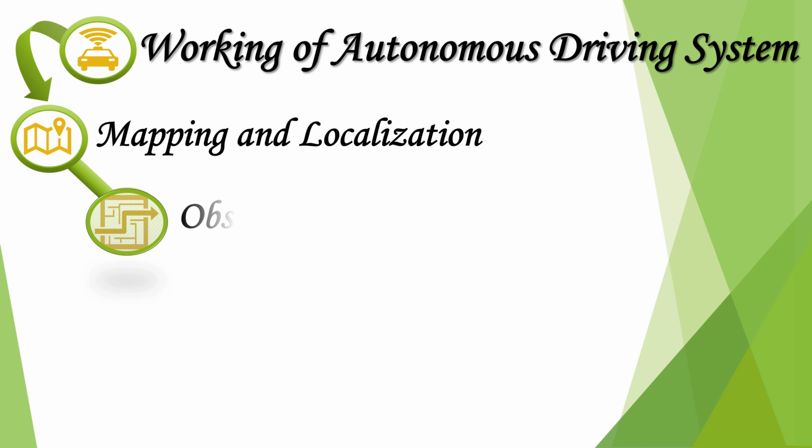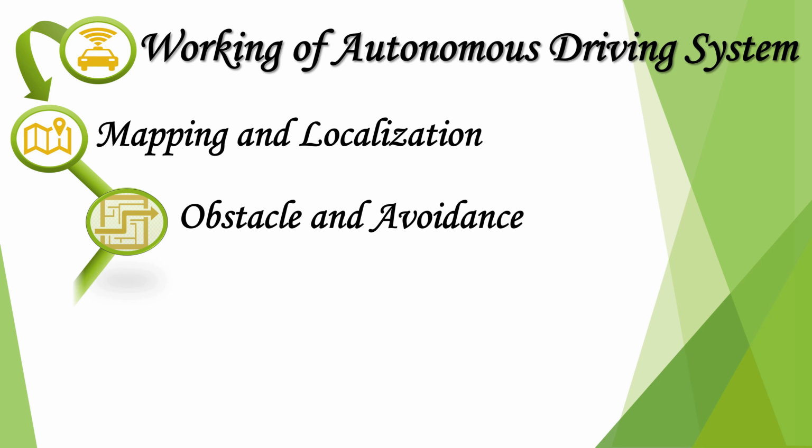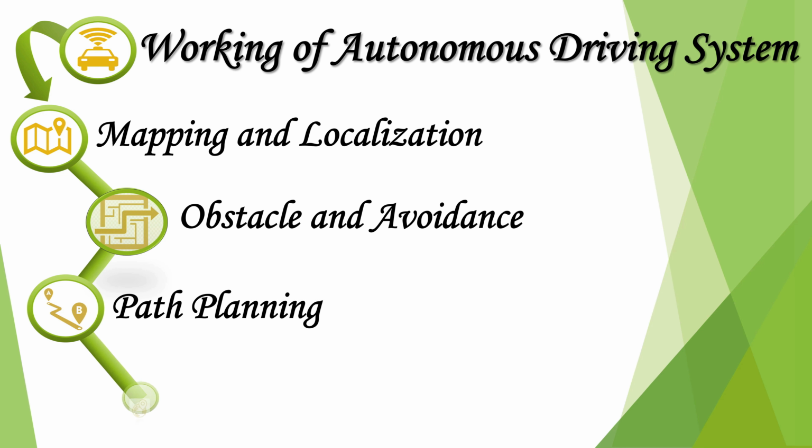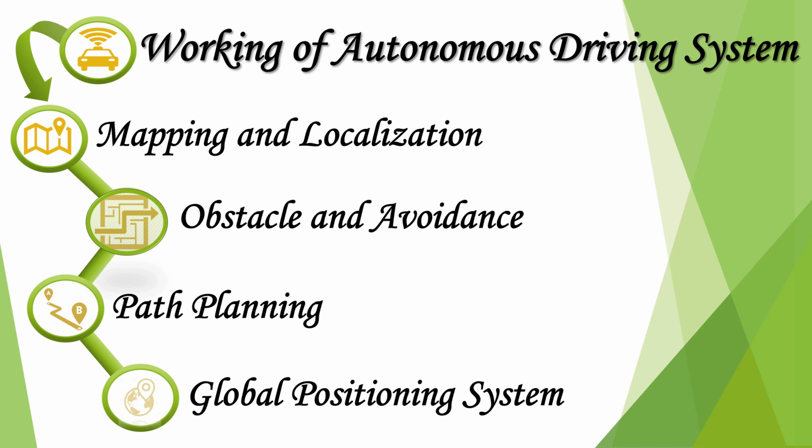Working of autonomous driving system is mainly explained with 4 components: mapping and localization, obstacle and avoidance, path planning, and global positioning system.